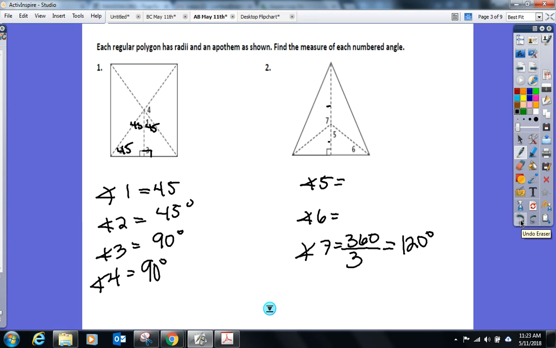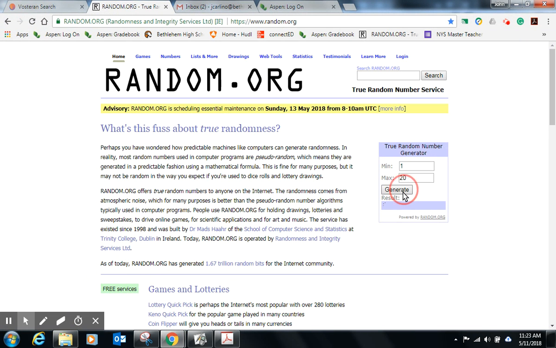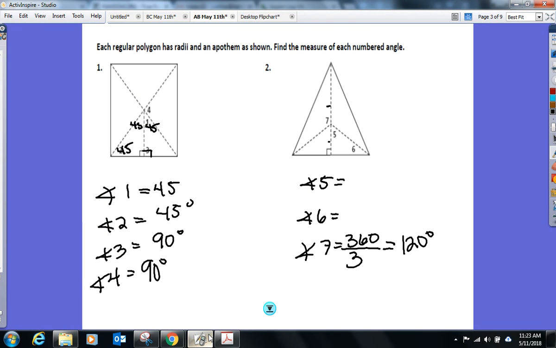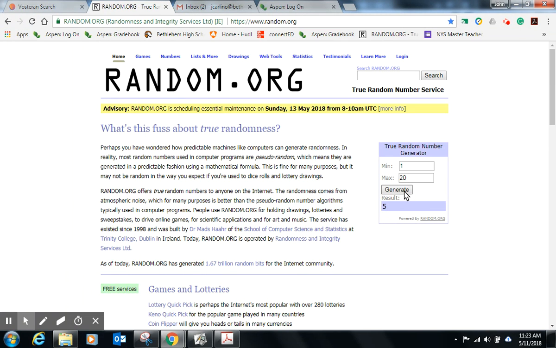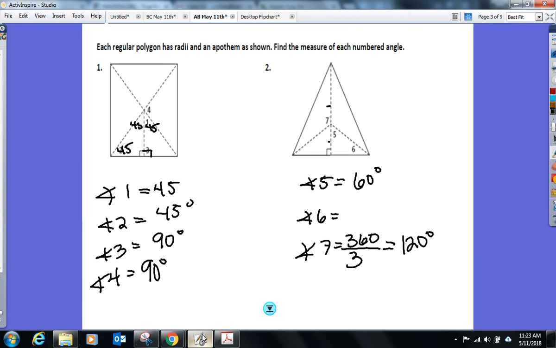Okay, that's 60. Let's build now. What's got to be 5 if the apothem cuts it? 10? That's 60. Build off of that. Angle 6. 5? 30. Part of a 30, 60, 90 triangle.